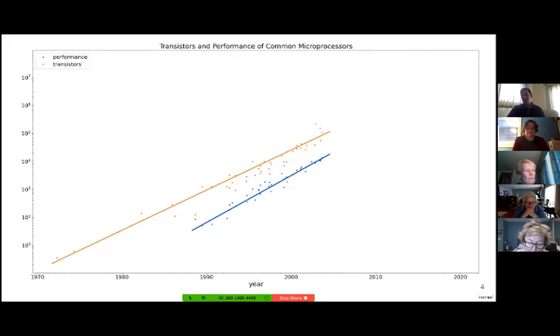Transistors keep getting, and this is a log scale, so exponentially more transistors in each chip, and they get exponentially faster until, and this is where things get interesting, in about 2004, when we have more transistors, but the performance has kind of leveled off.